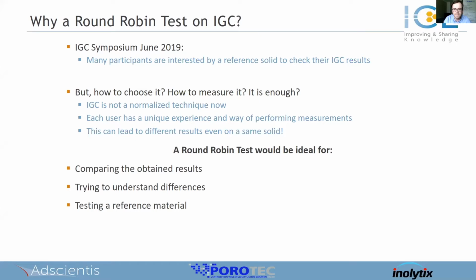A round-robin test is ideal to compare results obtained at several institutions with different setups and compare these results to try to understand observed differences. And in addition, this can be a starting point to develop a first reference material for IGC.